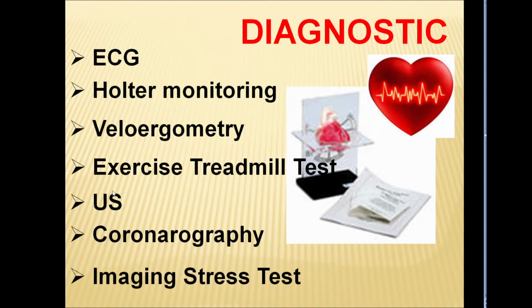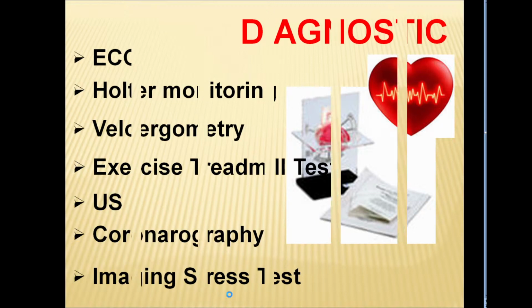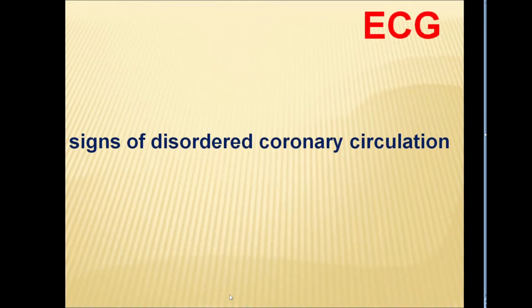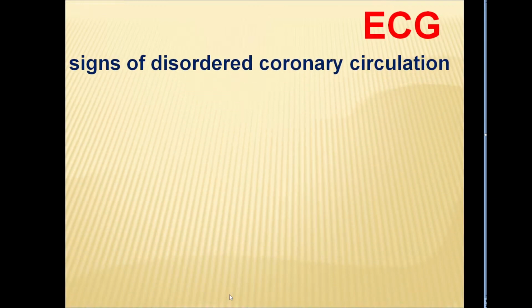Wheel ergometry or exercise treadmill test, when we check the response of the heart to a specific controlled physical exercise. We can use ultrasonography and coronarography of the heart coronary vessels or imaging stress test to reveal the site of the affected coronary artery and decide the question about next treatment.